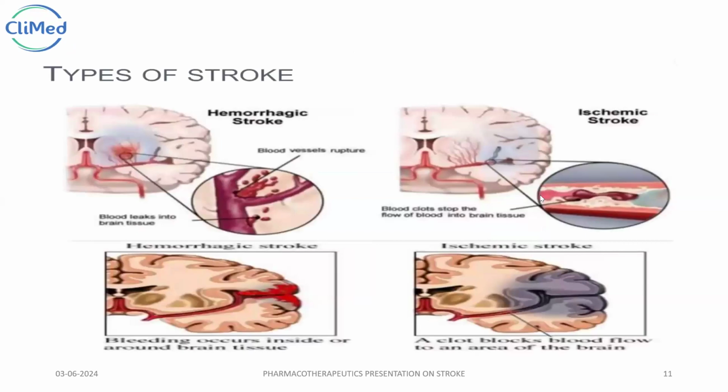In this, we see that in the hemorrhagic stroke, the blood vessels rupture and the bleeding occurs inside or around the brain tissue. In the ischemic stroke, blood clots form inside the cerebral blood vessels, which are blocking the flow of blood into the brain tissue, which is leading to ischemia in the affected area.